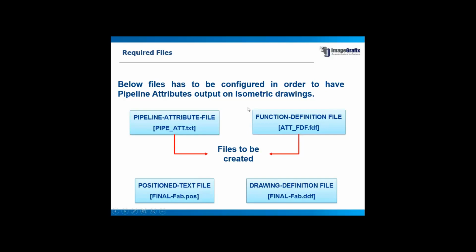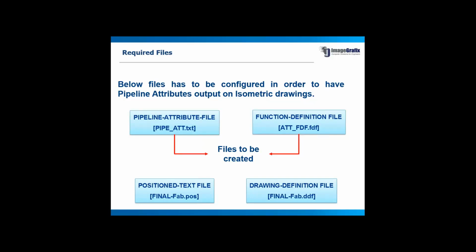Now, required files. If I want to get this output, what should I do? Preliminary, as I said earlier in the previous slide, first you need to make your drawing template. In the drawing template, you make the tabular column of the properties whichever are required. So type all those properties, and the sequence, whatever sequence you want, type it in that sequence and keep it ready to get the output in your isometric.